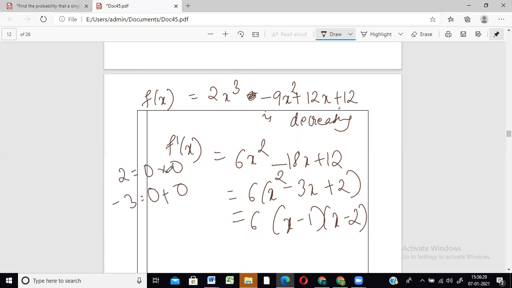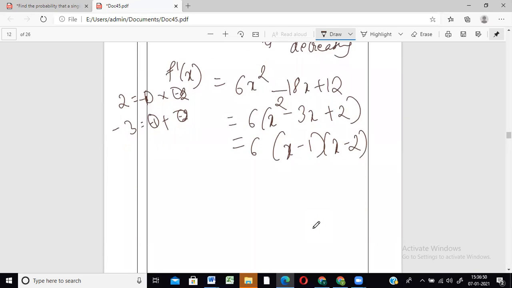2 into 1 gives me 2, but it doesn't give me minus 3 on adding. So I'll change the numbers to minus 1, minus 2. That on multiplying gives me 2, and on adding also gives me minus 3. Minus 1 and minus 2 are the two numbers. I've written it as x minus 1 and x minus 2. You can elaborate it a little more and then also you can write.